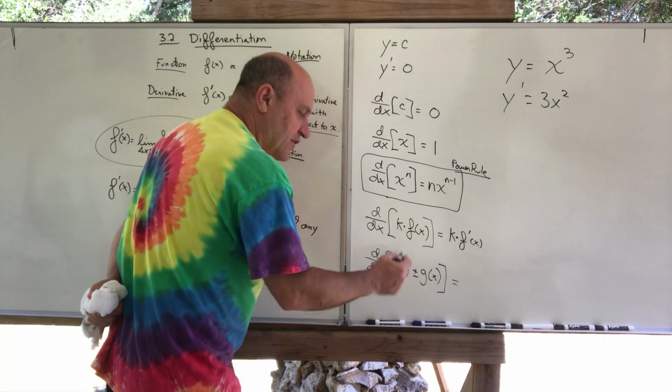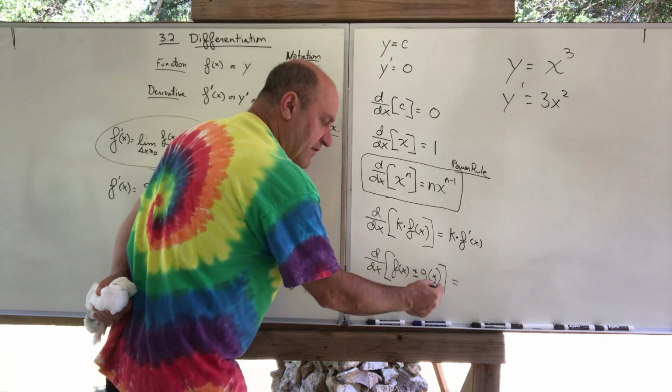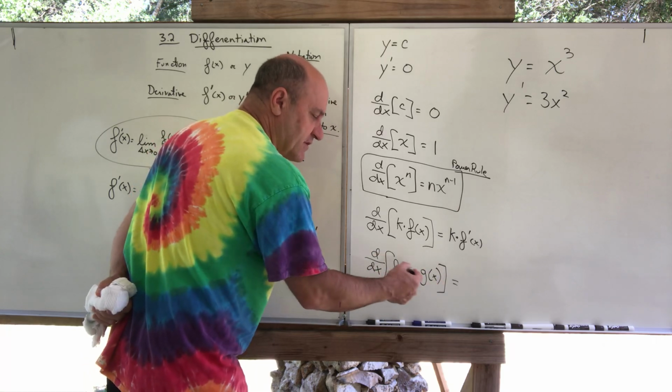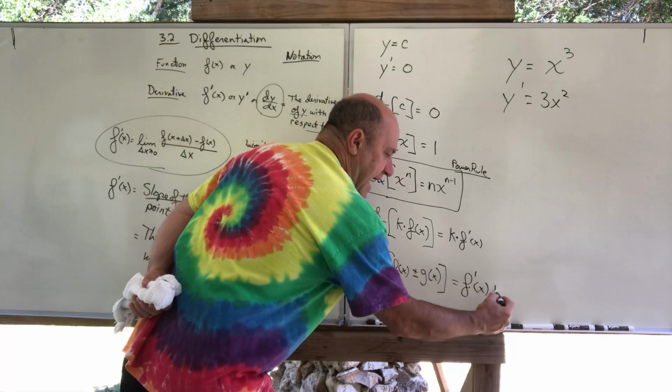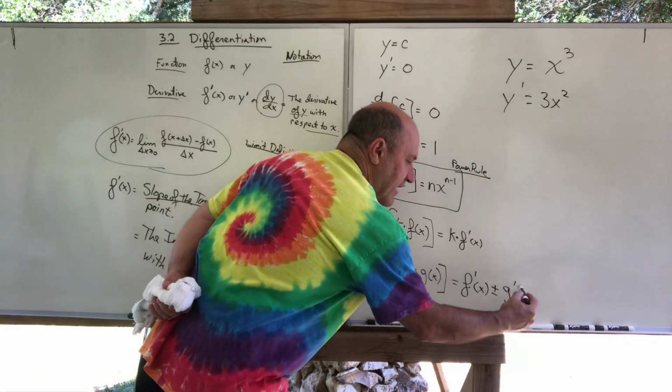What did I say? You just do the derivative of one, and you do the derivative of the other, and you add or subtract. So the rule is stated like this: f prime of x added or subtracted to g prime of x.